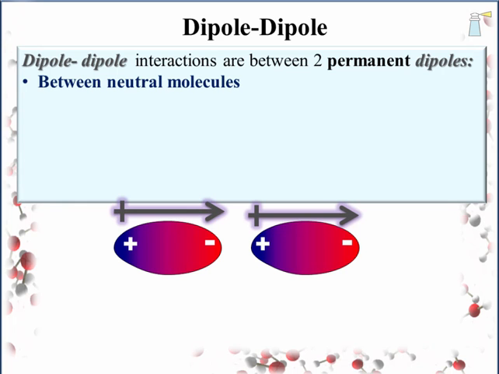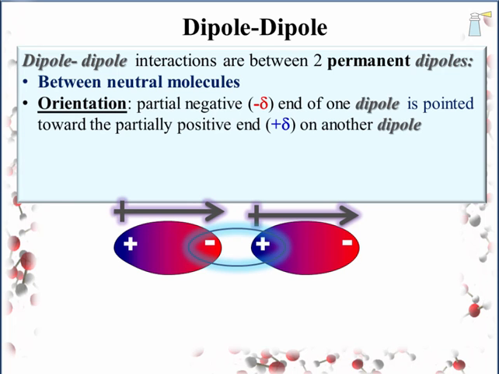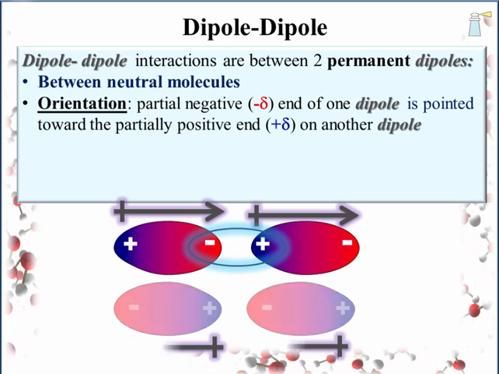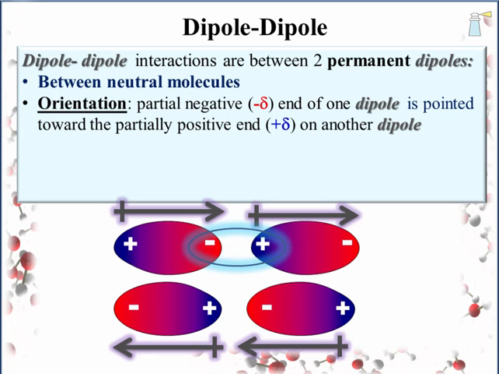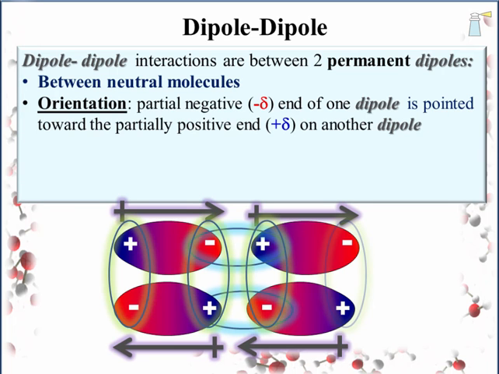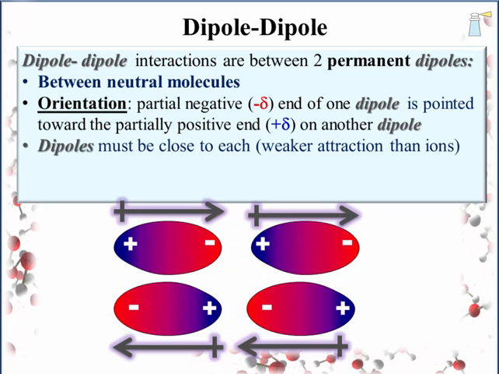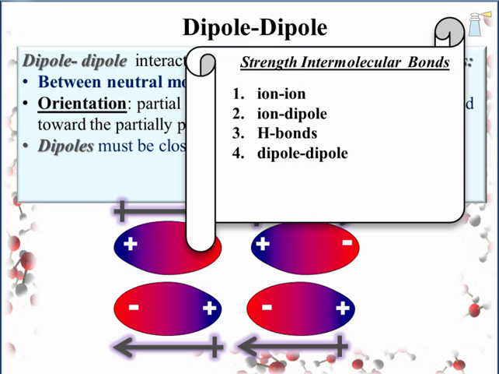Dipoles are depicted here as ellipses for convenience. As for orientation, the partial negative end of one dipole is pointed toward the partially positive end of another dipole. An electrostatic interaction. Furthermore, in a solution or mixture of dipoles, the most favorable arrangement is for the dipoles to orient themselves such that they maximize attraction and minimize repulsion. This is not unlike the orientation found with ionic compounds. But dipoles are much weaker than ions and have to be much closer in order to form intermolecular bonds. Still, they are strong enough to make it to 4th place on our list of intermolecular forces.